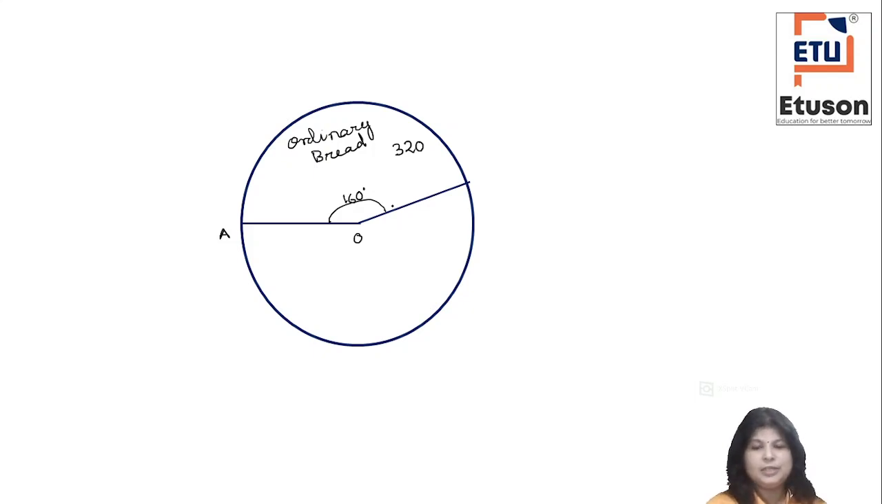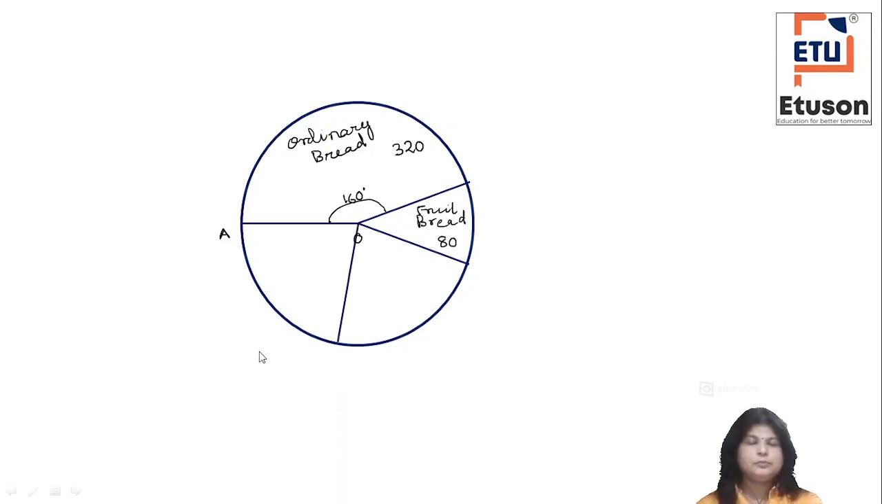Now the next item, which is fruit bread. The fruit bread was making angle 40 degree. So I have drawn the 40 degree here. This represents your fruit bread, and the sale corresponding to it was 80, right? Then comes the next one, which is cakes and pastries, and the sale was how much? 160, right?